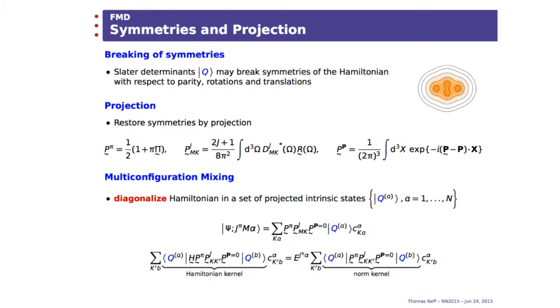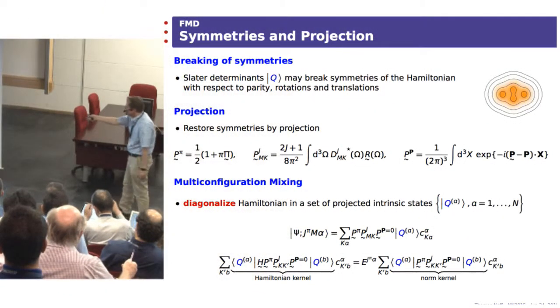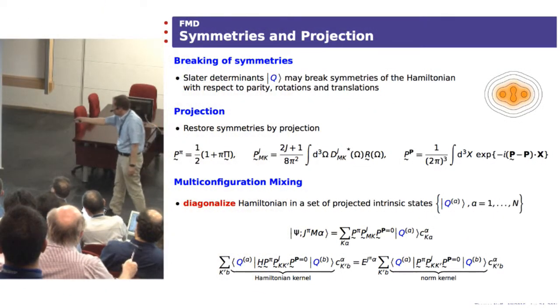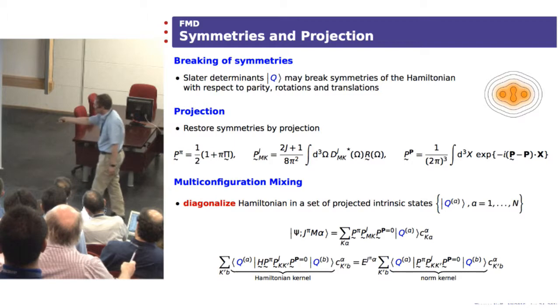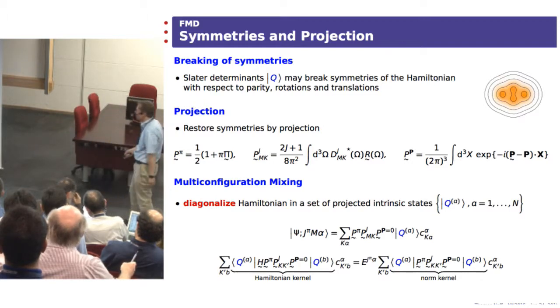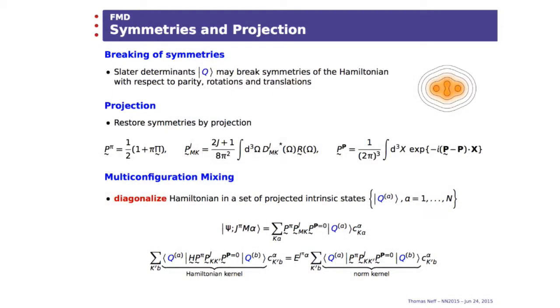In the end, we will have a set of intrinsic basis states here labeled by QA, and our basis consists of linear combinations of these projected intrinsic states. When we have to solve a many-body problem, we do it by this generalized eigenvalue problem, where you have a Hamiltonian kernel and a norm kernel on the right side. So both the single particle basis and the many-body basis are non-orthogonal, so you always have to deal with these norm kernels. But that's just a technical issue.